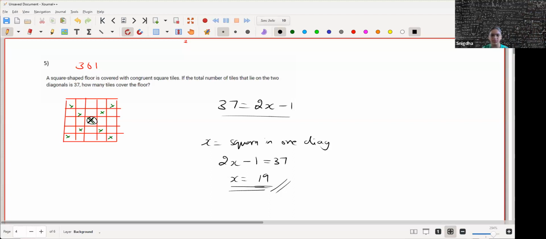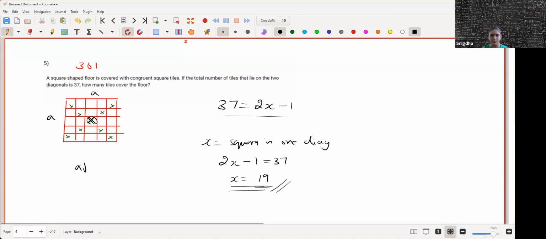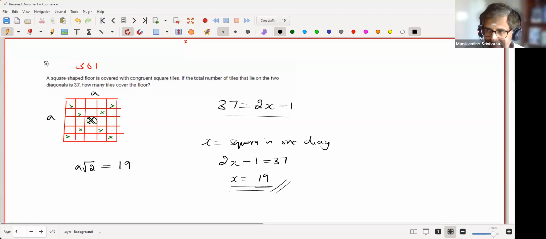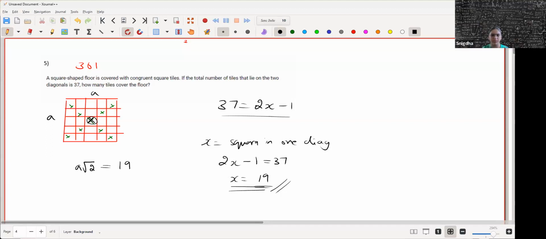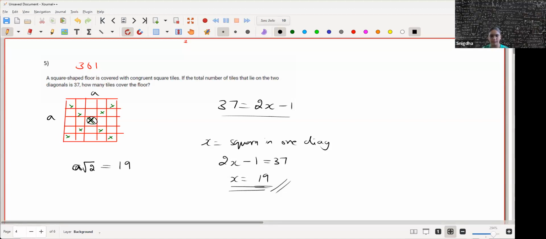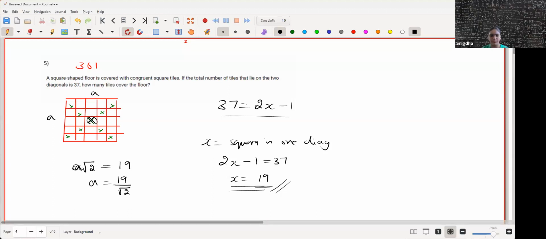So basically root 2a will be equal to 19, right? If length A is the number of tiles on the side, then A root 2 is 19, you're saying. Root 2a is the same as A times root 2, right? Yeah, and therefore you're saying A is 19 by root 2. So is it?